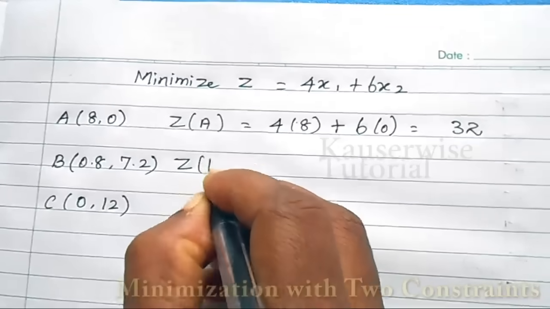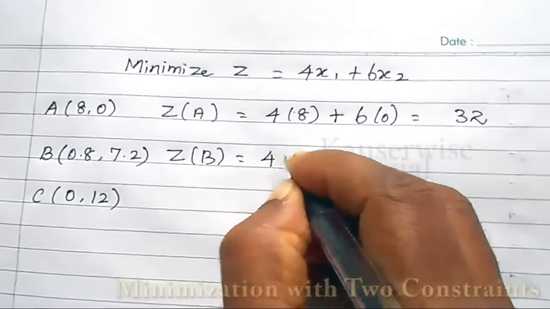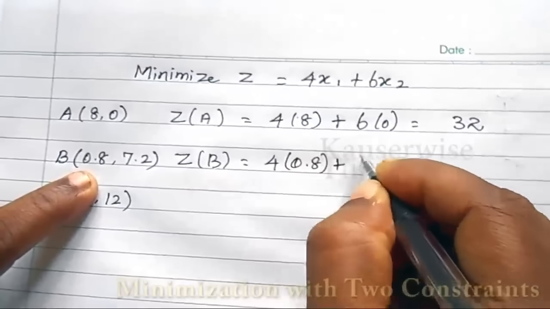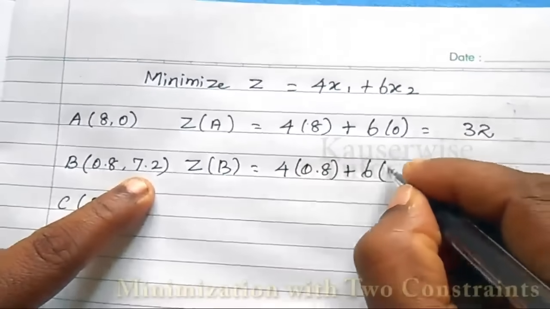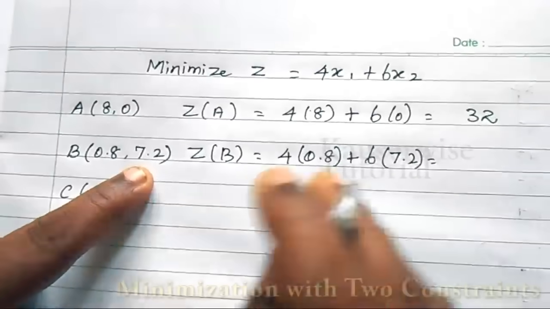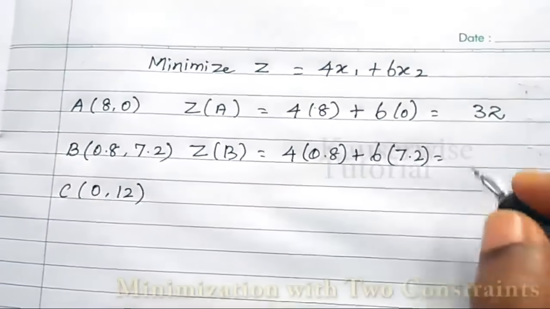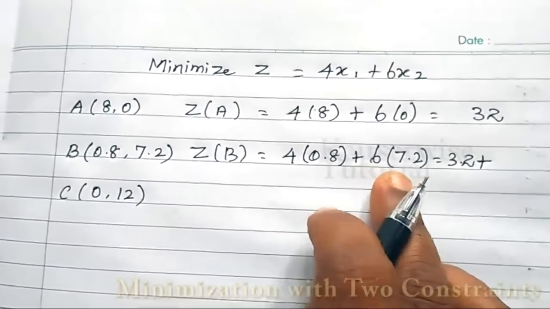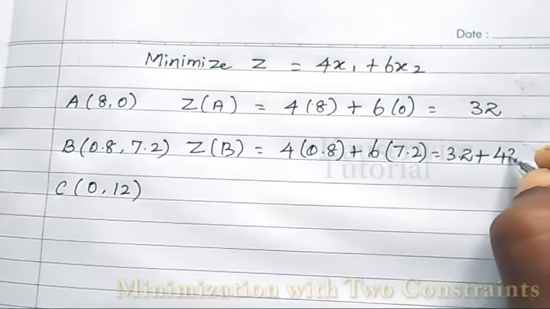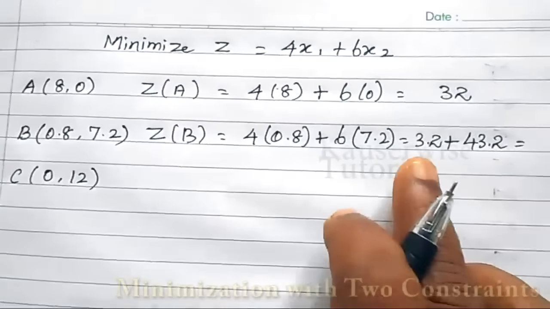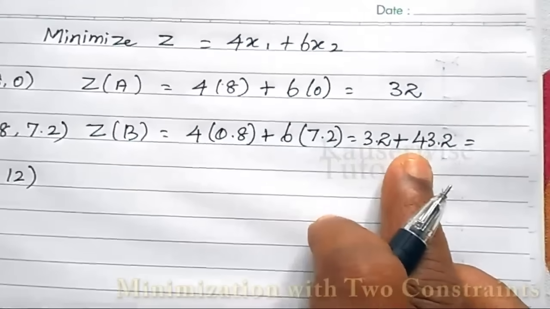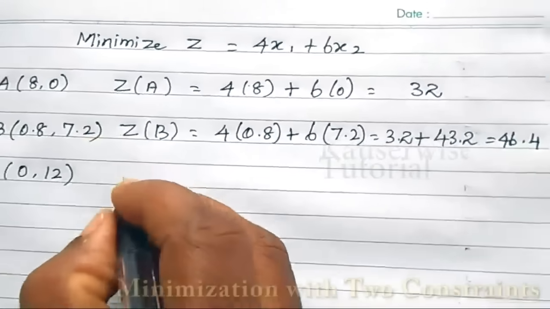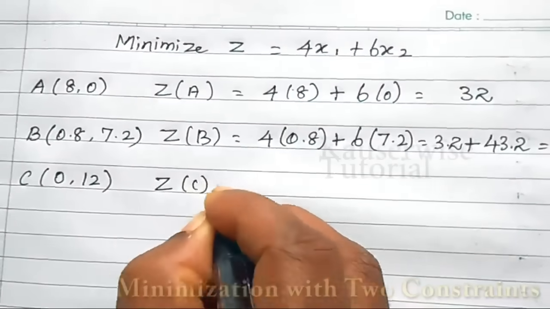So ZB is equal to 4 into x1 value 0.8 plus 6 into x2 value 7.2. Okay. 4 into 0.8, 3.2, plus 6 into 7.2, 43.2. So what is the answer? 3.2 plus 43.2 is 46.4. In the same way, find the value for C also.